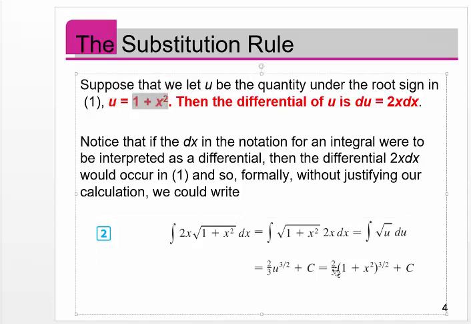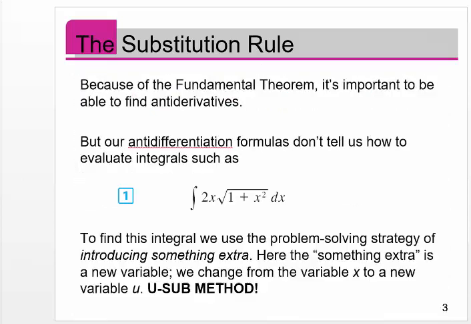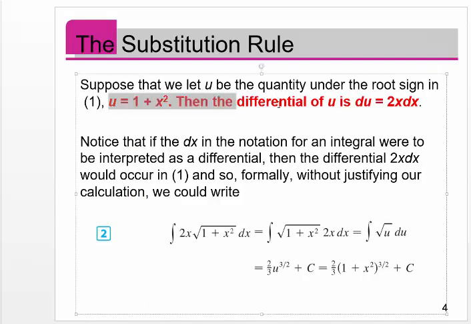So 2/3 u, well, u is 1 plus x squared, to the 3/2 plus c. And that's it. So some crazy integral like this that we didn't know how to do, that there's no formula for, works out just fine using this very simple substitution method. All right, but maybe we're like, I don't know about that math. That seems a little weird. Does it work? Is it true?